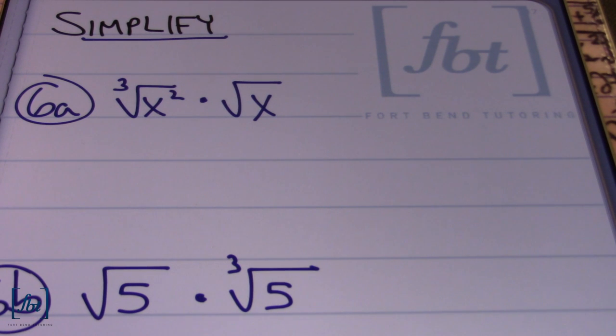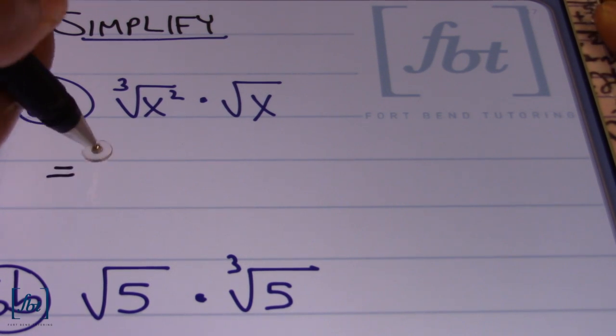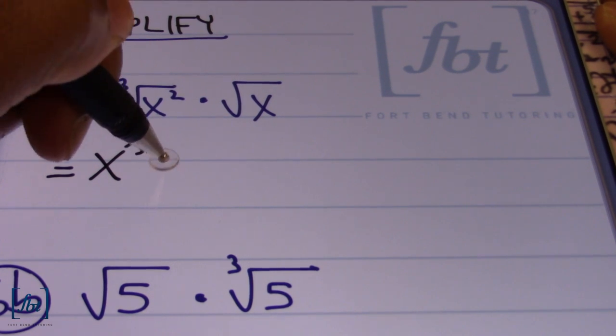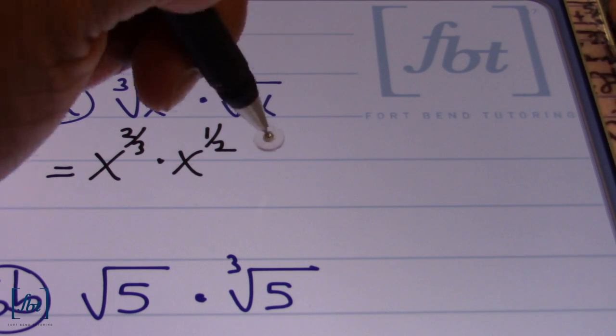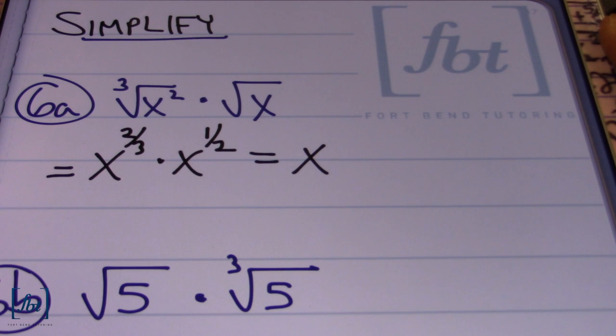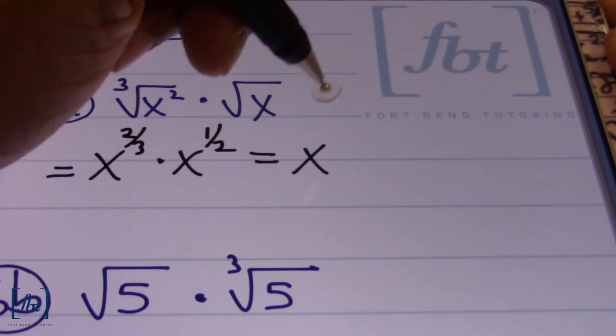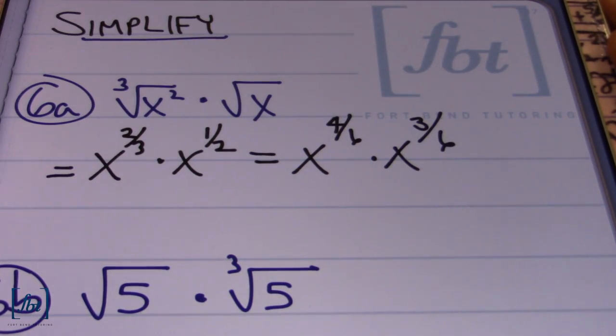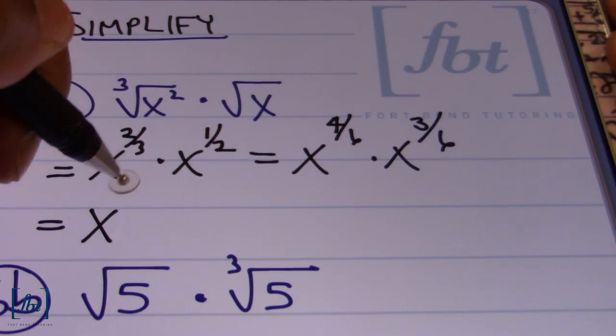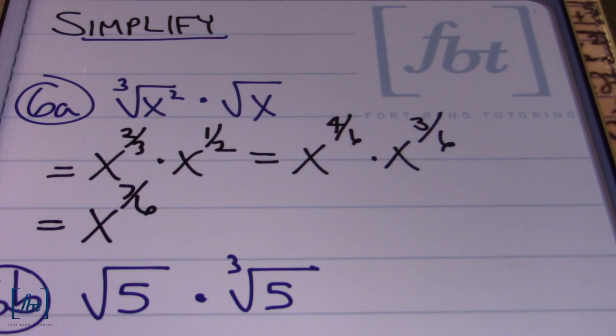Problem number 6A. We have the cube root of x squared times the square root of x. We're asked to simplify this. This is a video on rational exponents, so we'll be using rational exponents to solve this problem. I'm going to rewrite these as x to the 2/3 power times x to the 1/2 power. Normally we would just add the exponents because we're multiplying like bases. However, we have different denominators, so I'm going to need to rewrite this with a common denominator of 6. So this becomes x to the 4/6 times x to the 3/6 power. From here, adding these exponents, you'll have x to the 7/6 power. Now, this is your answer simplified.